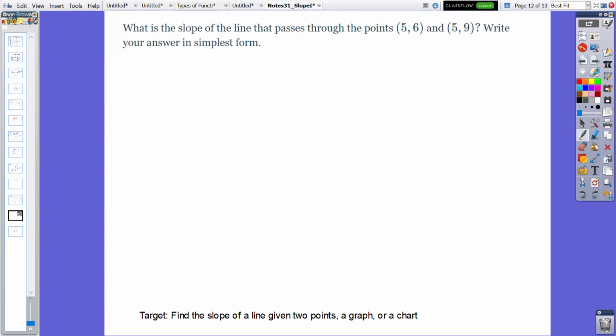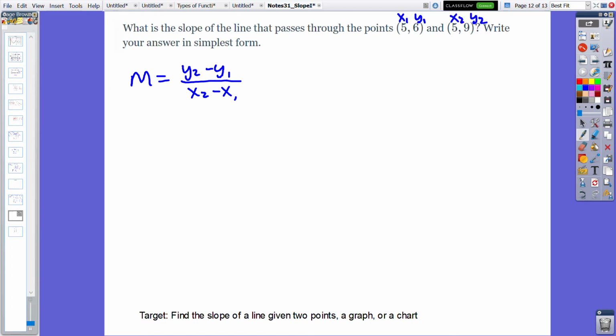You want to find the slope between the points, or the slope of the line that passes through the points (5, 6) and (5, 9). Write your answer in simplest form. Okay, so once again, here's my slope formula: m equals y2 minus y1, divided by x2 minus x1. Okay, so I'm going to assign my values here: x1, y1, x2, and y2.